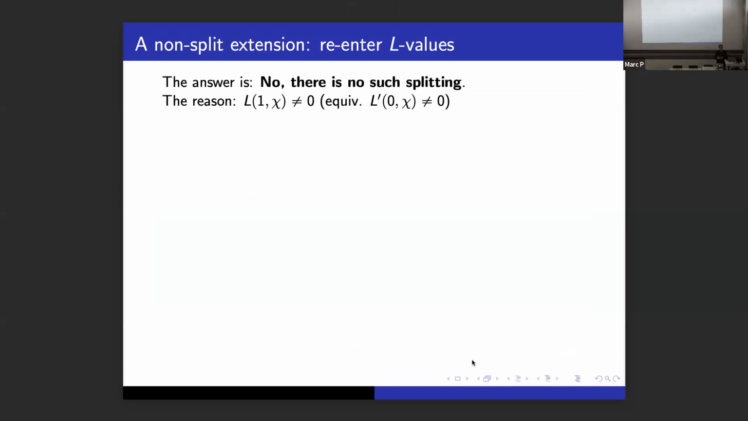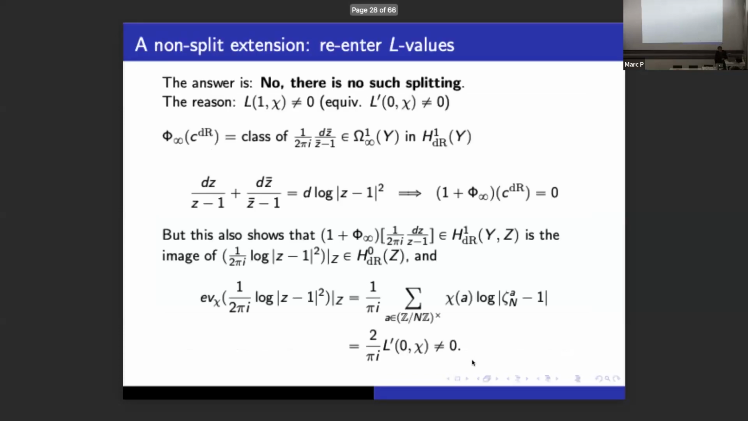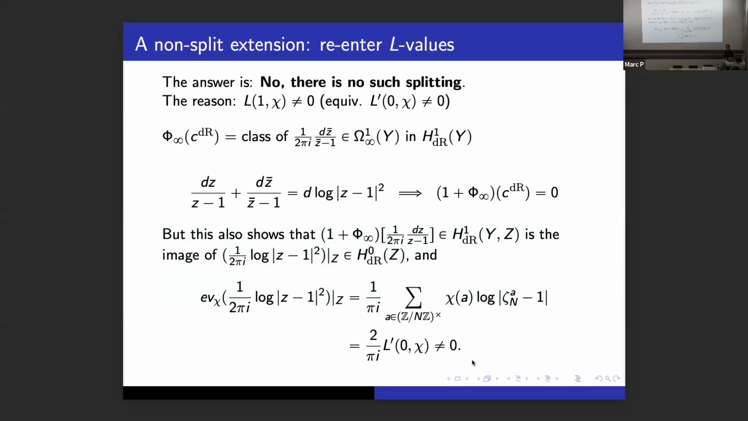And what we're actually going to see is that the non-splitting of this extension is going to be related to that very explicit formula for L1 of chi that I wrote down. So here's how it goes. Let's just do it. If we look at the action of complex conjugation on our explicit de Rham cohomology class, it's just going to replace z with z bar, because that's what complex conjugation is doing.